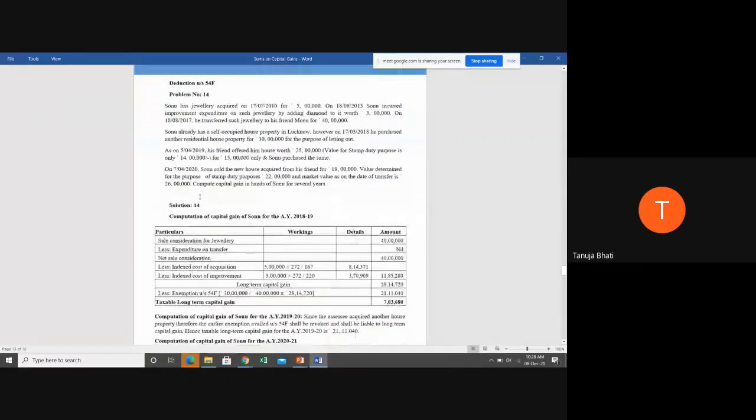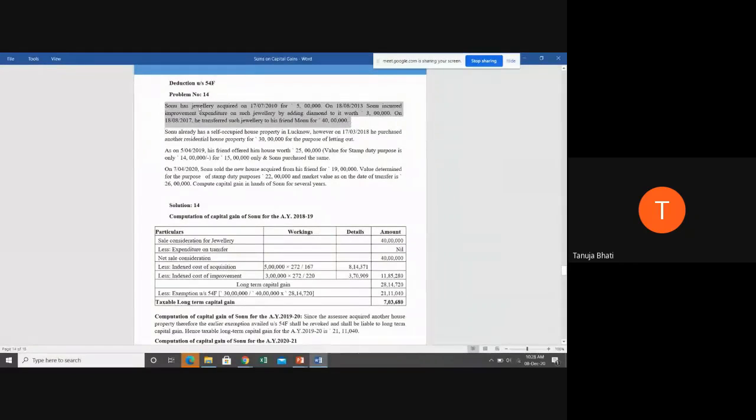Now let us see a problem with deduction under section 54F. Section 54F says that when you are transferring an asset which is not a residential house, but whatever gain you are getting, you invest it in a residential house, then you have to claim deduction under section 54F. Now let us quickly read the problem.